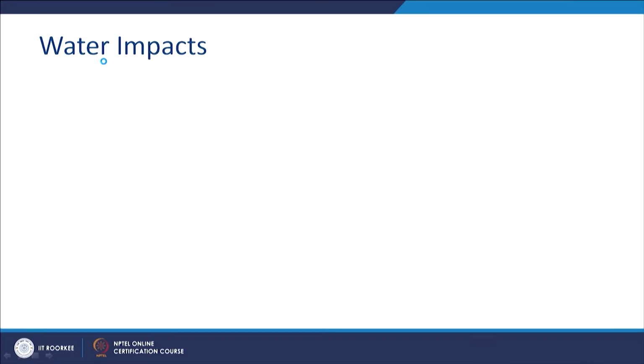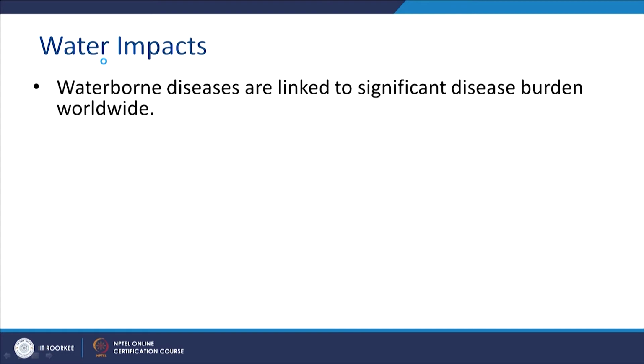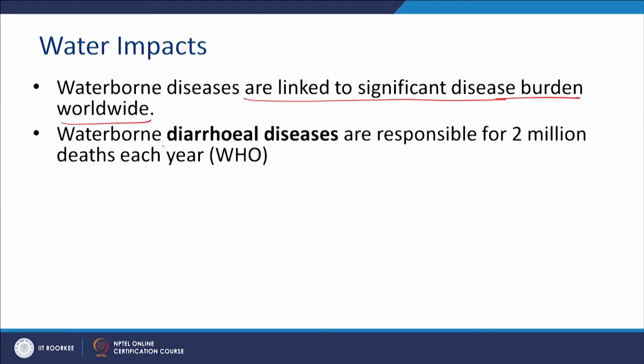So, what are the implications of the water impacts and what is the further approach? Let us see. So, waterborne diseases are linked to a significant disease burden worldwide. So, it is not an isolated phenomenon for Indian conditions, it is predominant in cities worldwide. And waterborne diseases like diarrhea are responsible for 2 million deaths each year as per the World Health Organization. So, diarrhea is a very common disease which we find in the slum areas, in the suburban areas or peri-urban areas where water is mixed with pollutants.